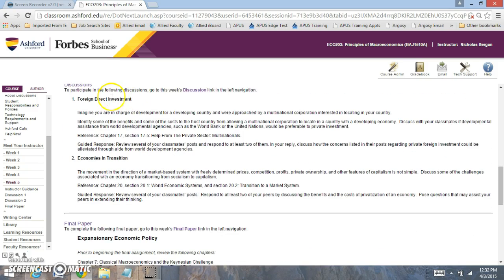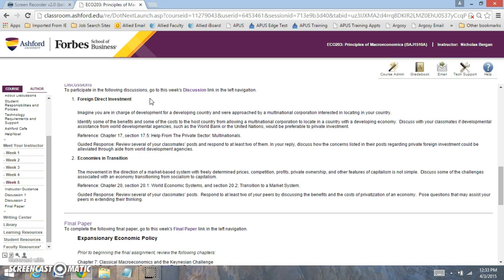In the discussion, we're looking at foreign direct investment. And this is investment that's coming into an economy from outside firms. And this is very important because countries like to have this amount of money coming in from outside countries because it creates a lot of opportunities.